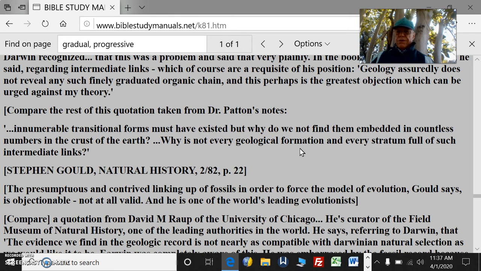Stephen Gould. The presumptuous and contrived linking up of fossils in order to force the model of evolution, Gould says, is objectionable and not at all valid. And he is one of the world's leading evolutionists.